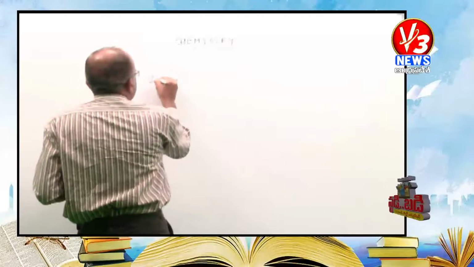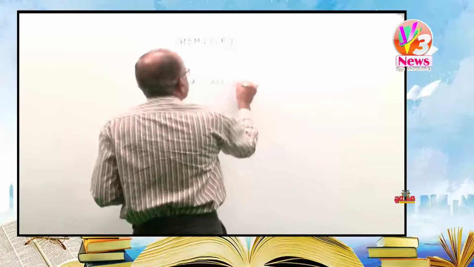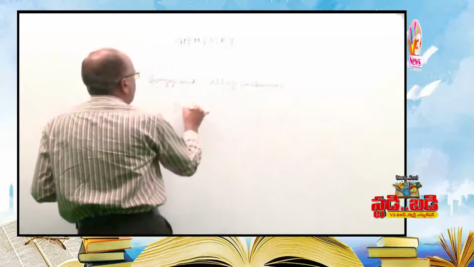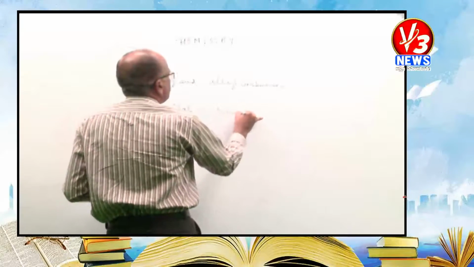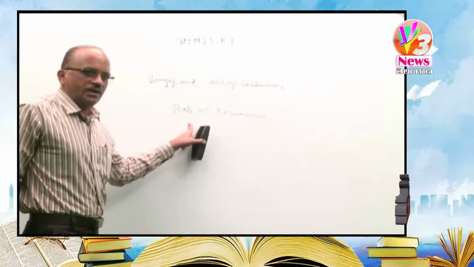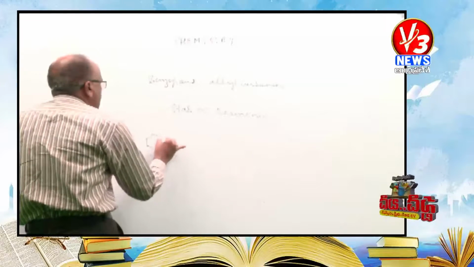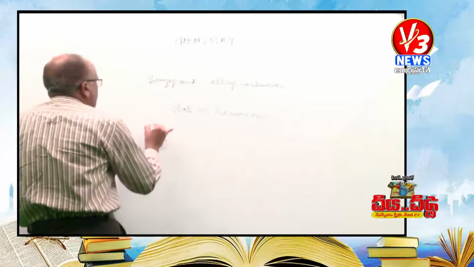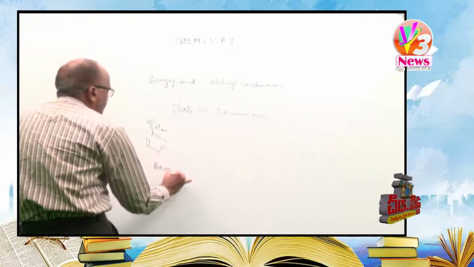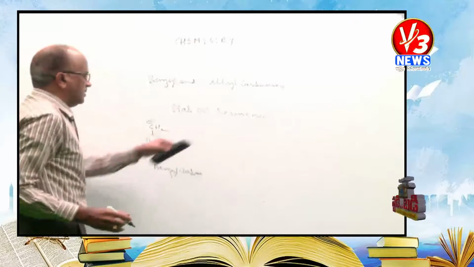If you take benzyl and allyl carbanions, the stability is directly proportional to resonance. That is, the more the number of resonating structures, the more is the stability. Already you know how to write resonating structures of ions. Let this be a benzyl carbanion. The stability depends on resonance.